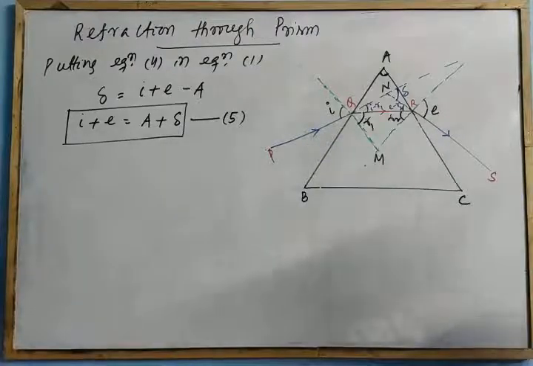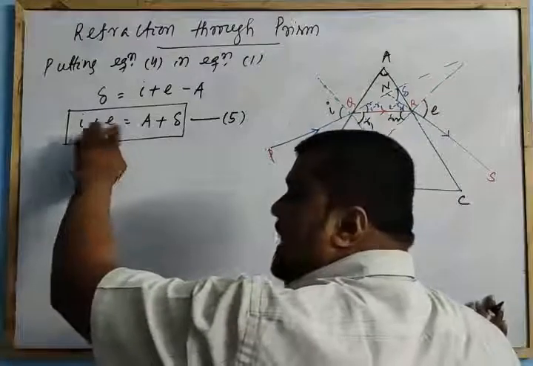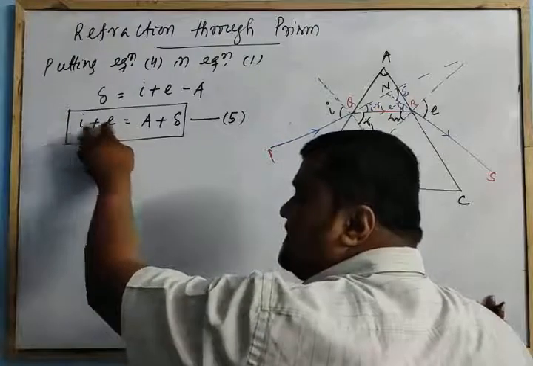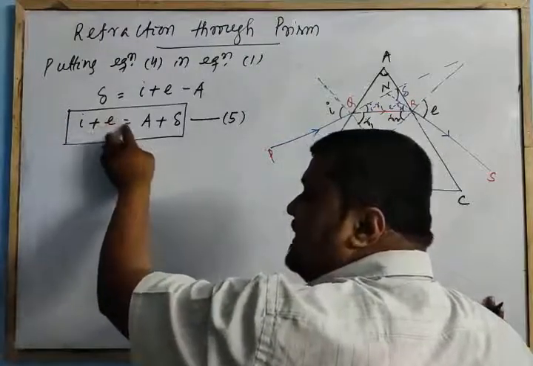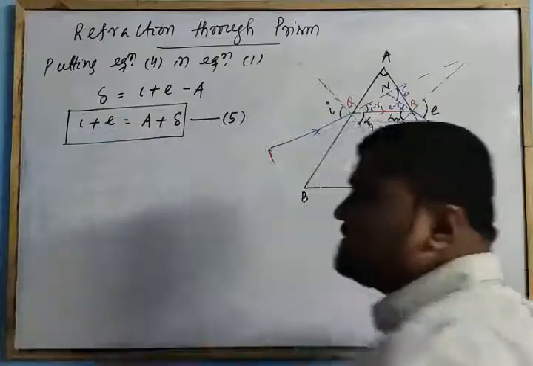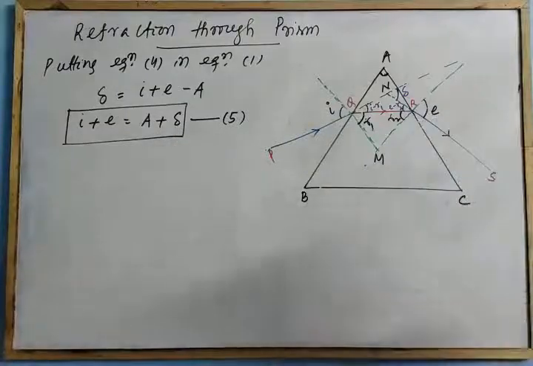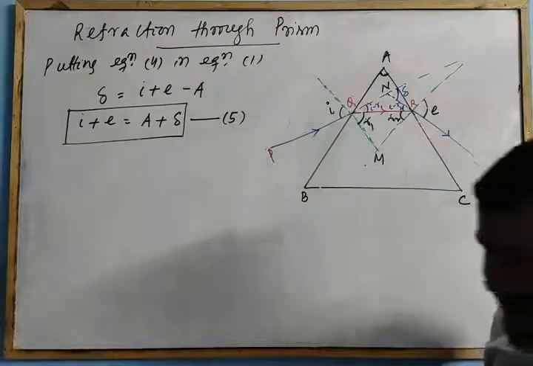Now what is the significance of this? We can say that when a ray of light is refracted through a prism, the sum of the angle of incidence and the angle of emergence is equal to the sum of the angle of prism and the angle of deviation. Now next we will go for the angle of minimum deviation.